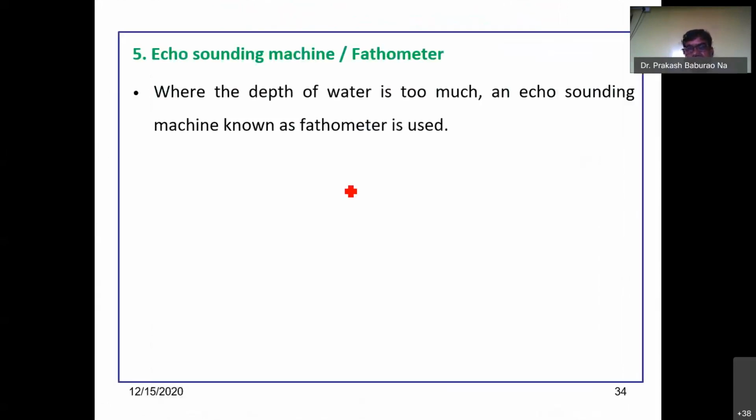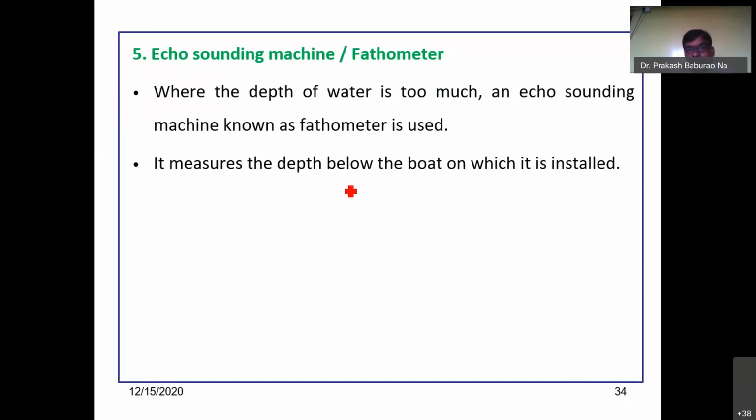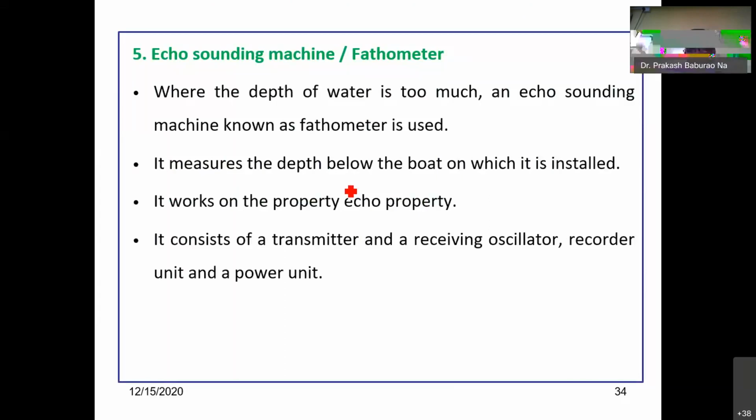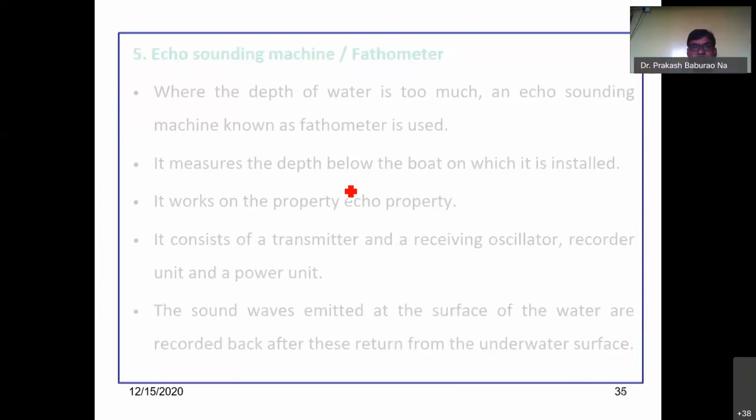Echo depth recorder, or the fathometer, is used when the depth of water is too much. So always you have to prefer the fathometer or echo depth recorder. The purpose is to measure the sounding or depth of water. It can be utilized with a transmitting and receiving oscillator and recorder. Already I told you the procedure.